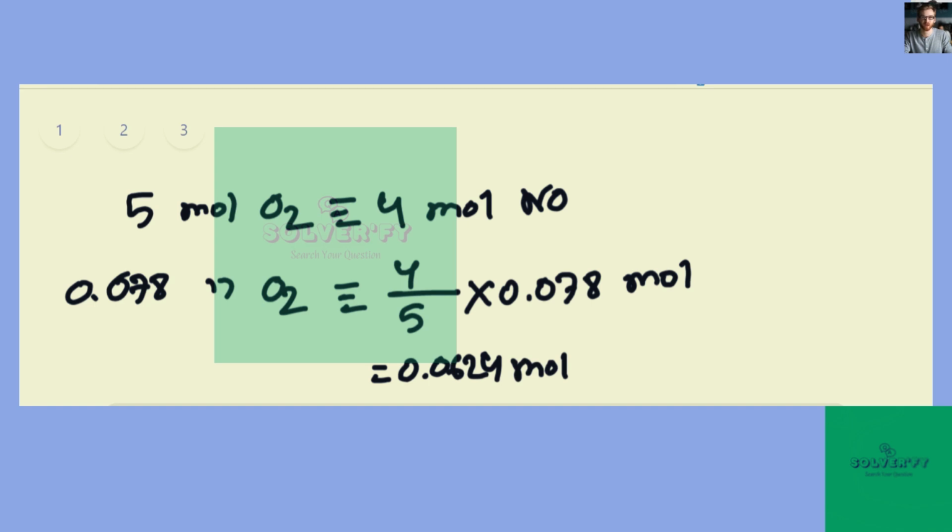And if we want to find the mass of NO from here, we simply multiply this number of mole of NO by the molar mass of NO, which is 30 gram per mole. It will give us a value of 1.87 gram. So in the reaction condition, we will have 1.87 gram of NO being produced. Now we'll find out how many gram of H2O will be produced in this condition.